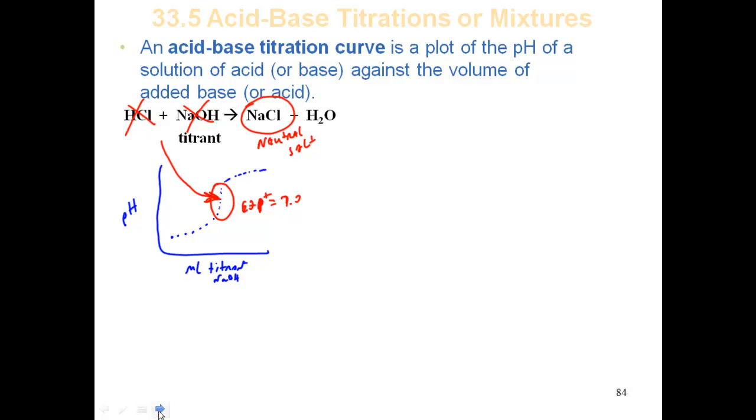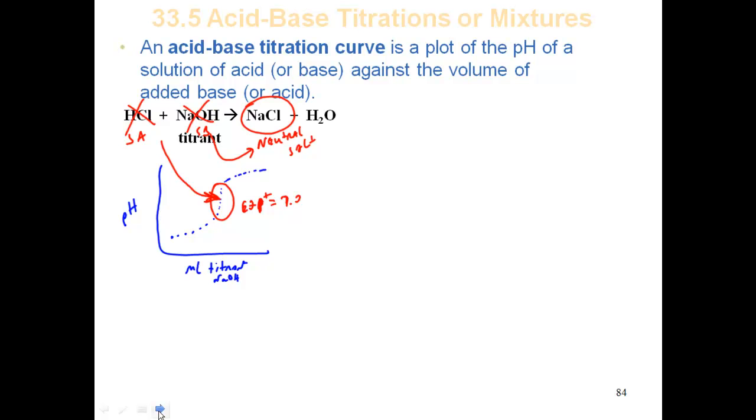Now, is that going to happen every time we have an acid and base titration? The answer is no. That's going to happen when I have a strong acid and a strong base, because when I do that, I'm going to form a neutral salt. And we'll talk more about this later on, where I'll show you how to look and see where the equivalence point should be between an acid and a base.